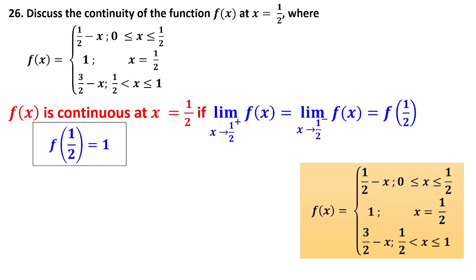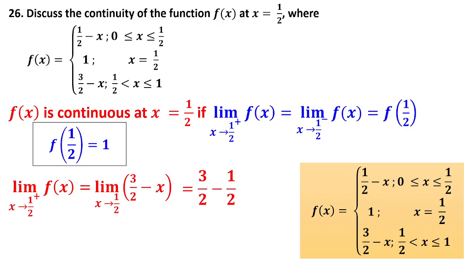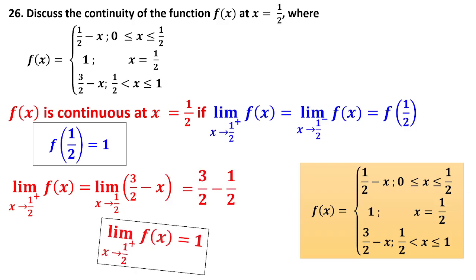Now we have to go to the right limit. Once again, please be careful. For the right limit, which is to be taken for x greater than half, take the function opposite to that, which is 3/2 minus x. Therefore, limit x goes to 1/2 of 3/2 minus x. Before you apply the limit, if there is any simplification, do it, then directly substitute. When I substitute x equal to 1/2, the answer is 1.